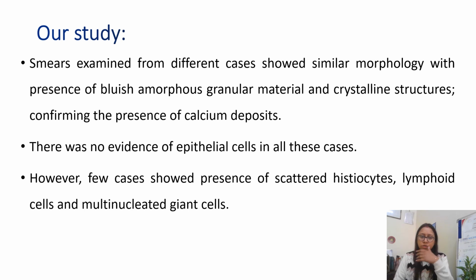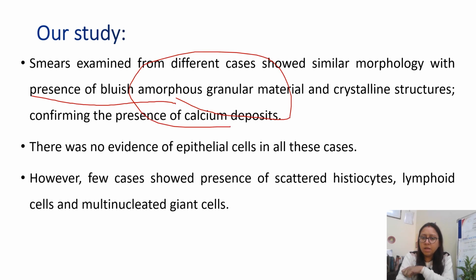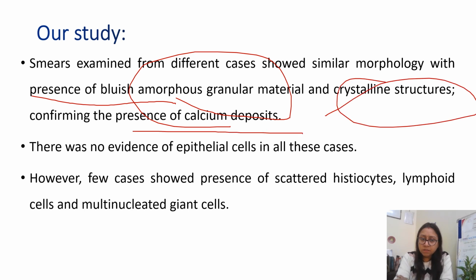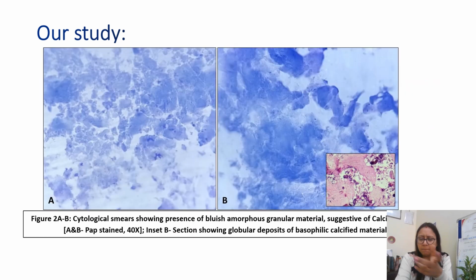The smears we examined showed similar morphology; in all 12 cases we found similar morphology. What we got, which is typical of calcification, was the presence of bluish amorphous granular material and crystalline structure, confirming the diagnosis of calcium deposits. There was no evidence of epithelial cells in any of these cases. A few cases showed scattered histiocytes, lymphoid cells, and multinucleated giant cells, depending on the reaction. So this is our cytological image.